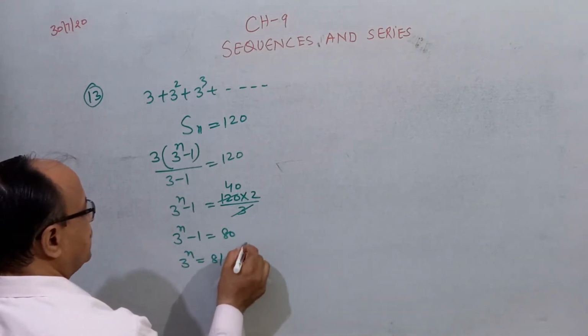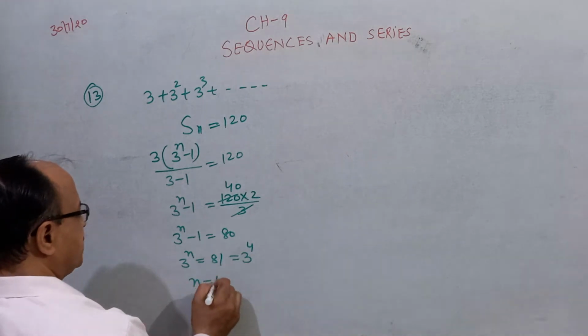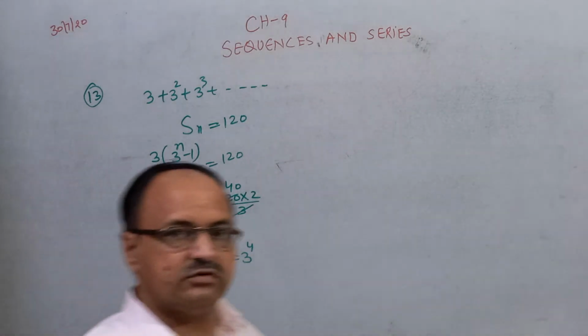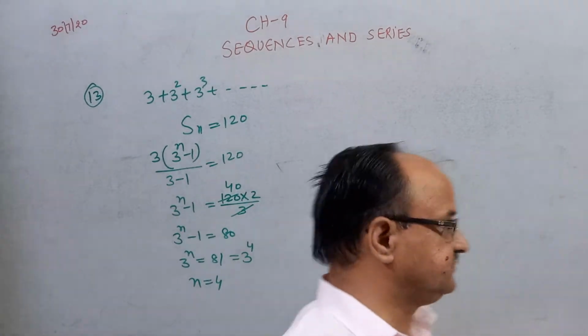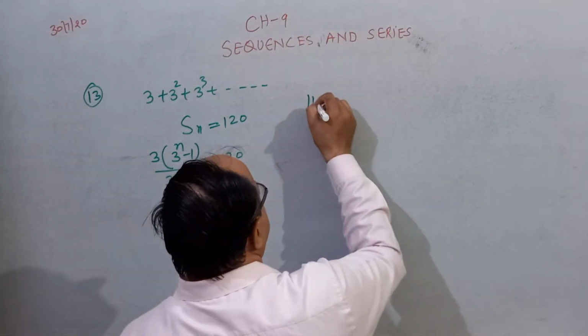And 81 is 3 to the power 4. Base are equal, powers are equal. This is the solution of question number 13. Next, 14.